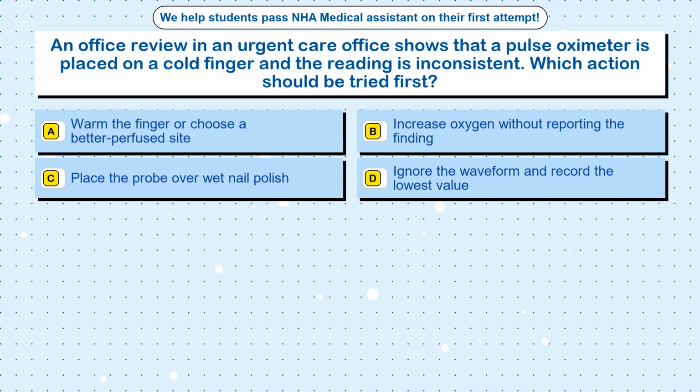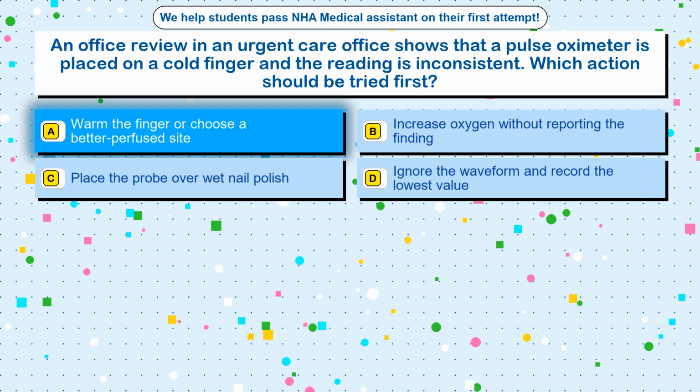Question 45. An office review in an urgent care office shows that a pulse oximeter is placed on a cold finger and the reading is inconsistent. Which action should be tried first? Option A, warm the finger or choose a better perfused site. Option B, increase oxygen without reporting the finding. Option C, place the probe over wet nail polish. Option D, ignore the waveform and record the lowest value. The correct answer is option A, warm the finger or choose a better perfused site.